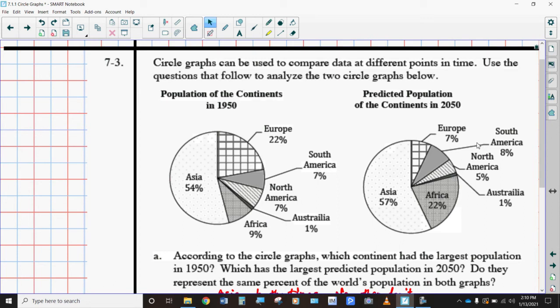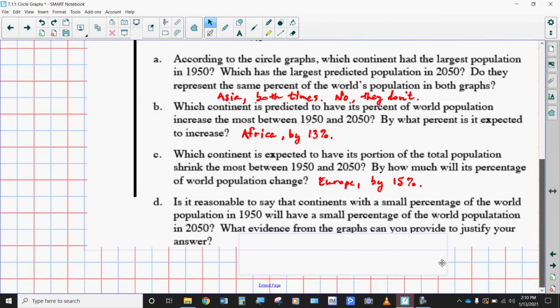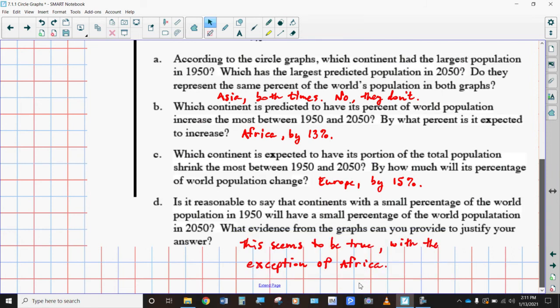I would say, for the most part, that is true with one exception. Africa is pretty small in 1950 as far as population goes, but it's now almost 25% of the world population. So it went from a little bit less than 10% to almost 25%. So I would tend to agree with that statement, with the exception of Africa. That is bucking the trend.